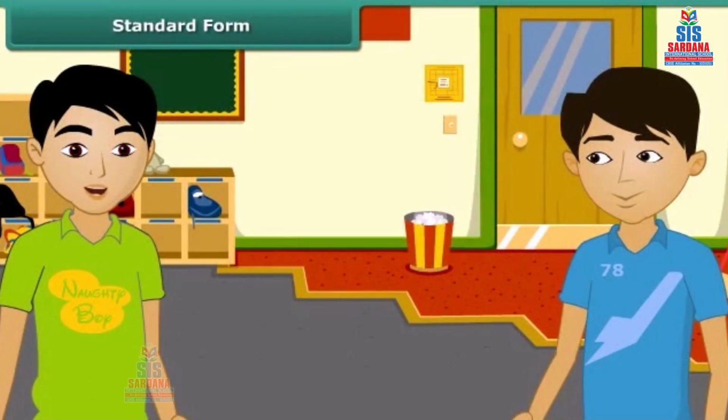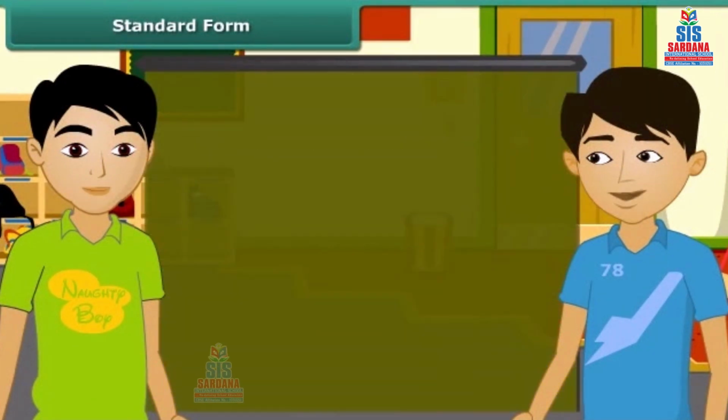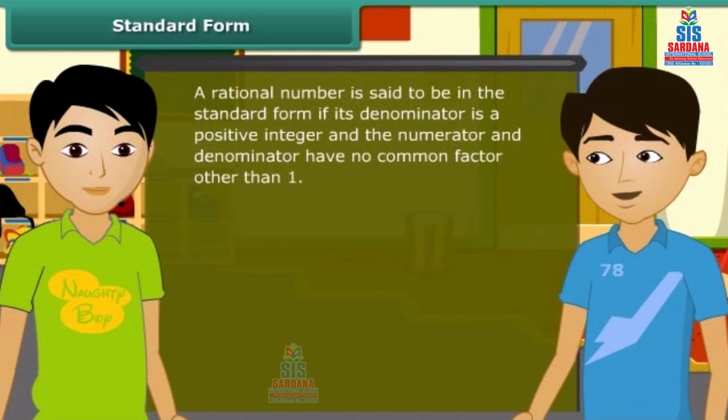Now read this statement. A rational number is said to be in the standard form if its denominator is a positive integer and the numerator and denominator have no common factor other than 1. That is, these rational numbers are all in the standard form. Yes, because their numerator and denominator have no common factor other than 1.